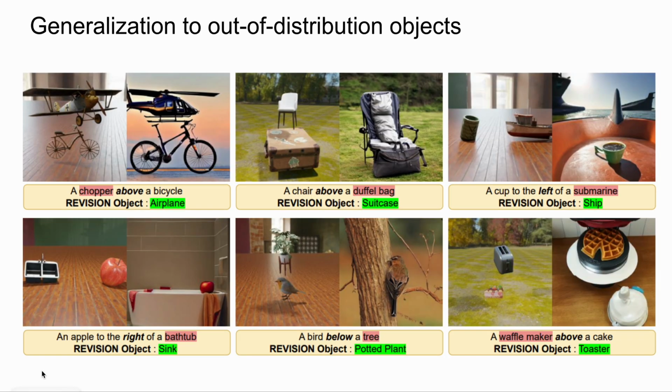In this setup, we studied the generalization aspects of ReVision. We consider prompts containing exactly 1 object not found in the ReVision asset library, which we call an out-of-distribution object. Given a prompt that mentions an OOD object, we find the semantically closest object in the library and use its corresponding image as guidance. For example, we generate an image of a chopper above a bicycle by providing a reference image of an aeroplane above a bicycle.